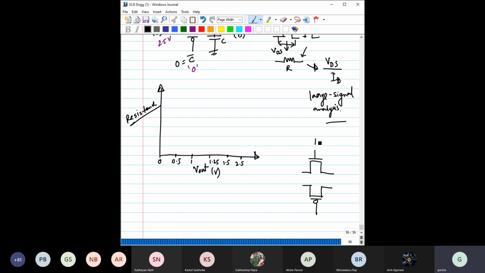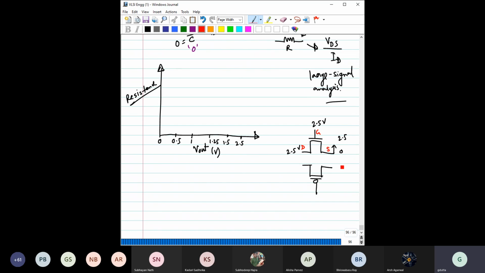NMOS, so this is one. Let us write in terms of volt only: 2.5 volt. This V output has to rise from 0 to 2.5 volt. Here, identify the terminals. This is obviously the gate. This is obviously the drain, higher potential. This is starting from 0, so we can say this is the source terminal. Then please tell me in which mode the transistor is operating.